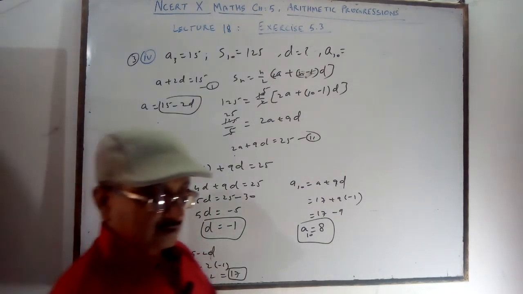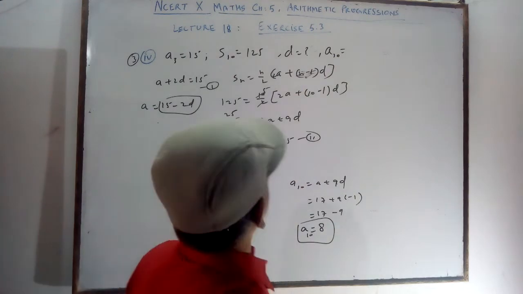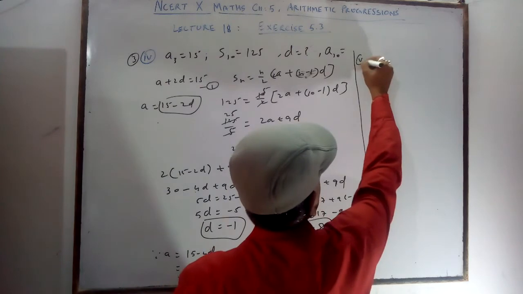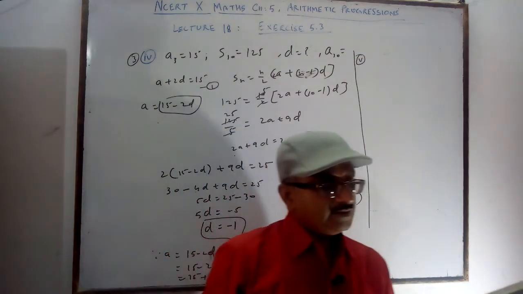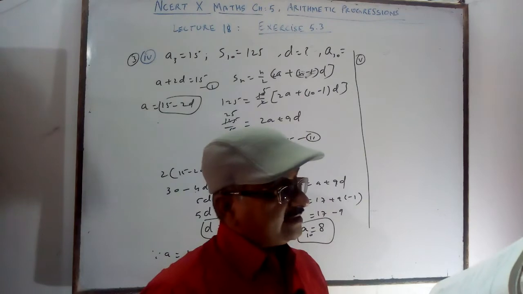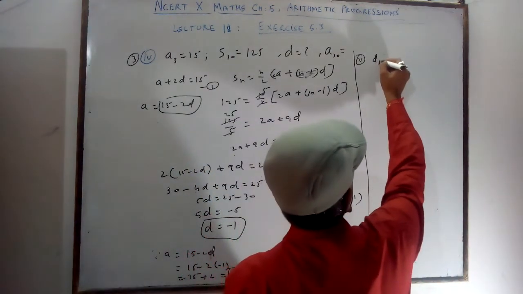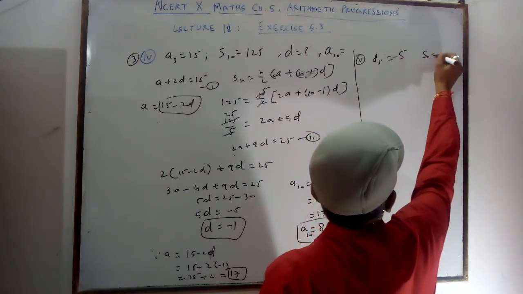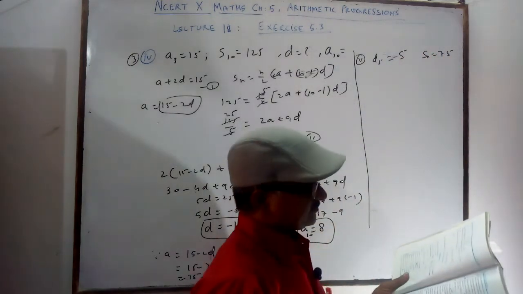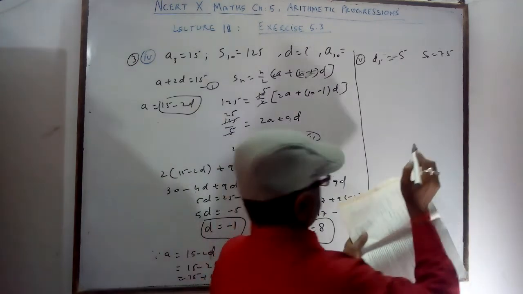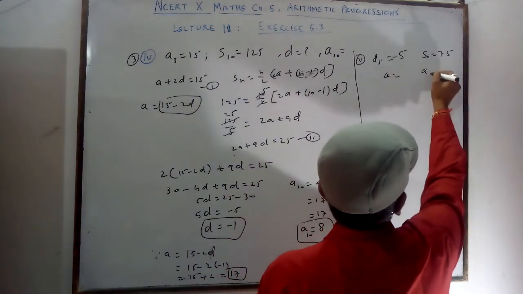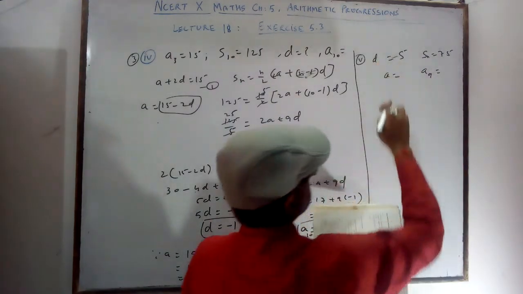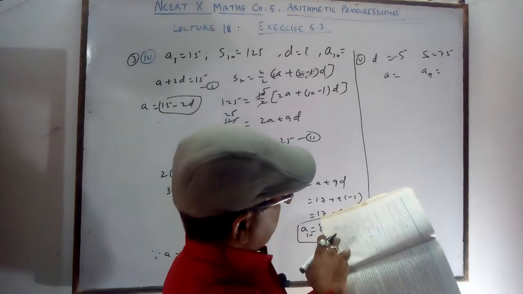Now your fifth part. Question number 3, fifth part. What is given in the fifth part? D is 5, S9 is 75. It is given. Find a and a9. You want to find out a and a9. D is equal to 5 and S9 is given.